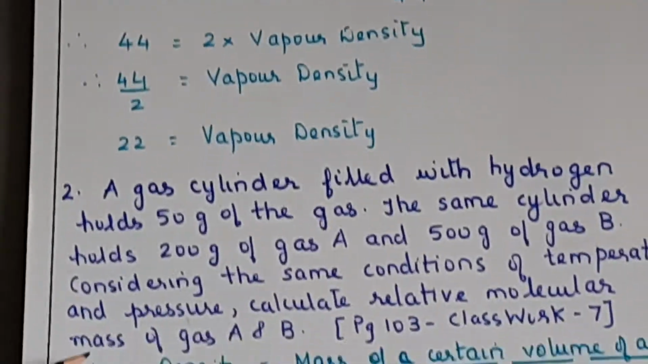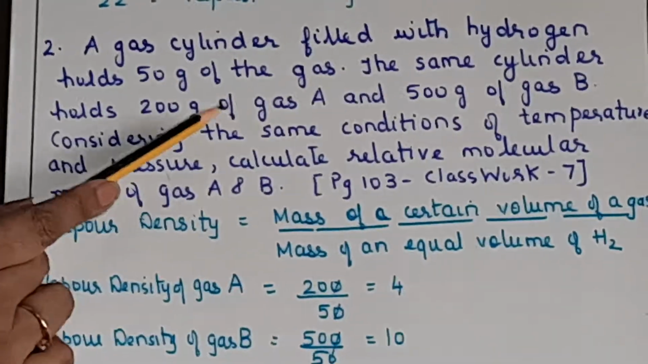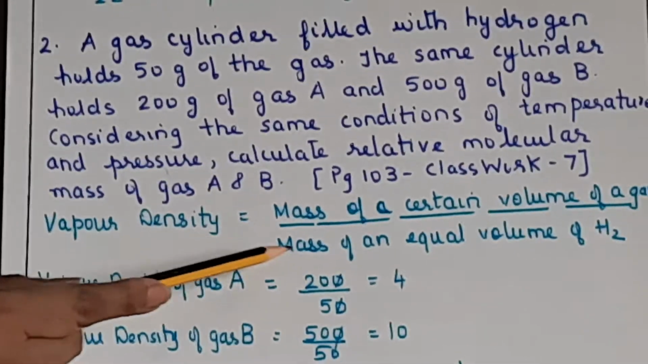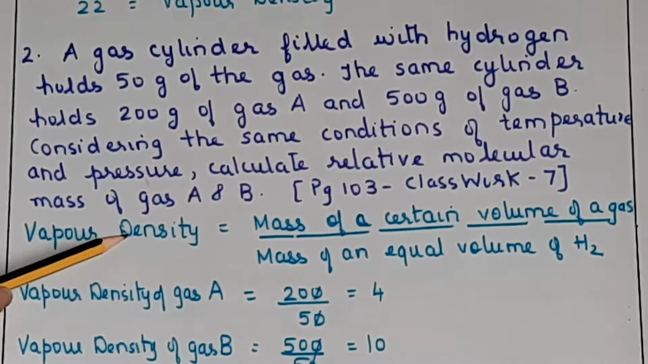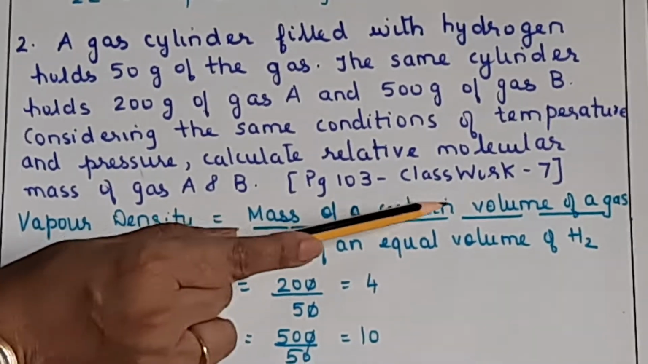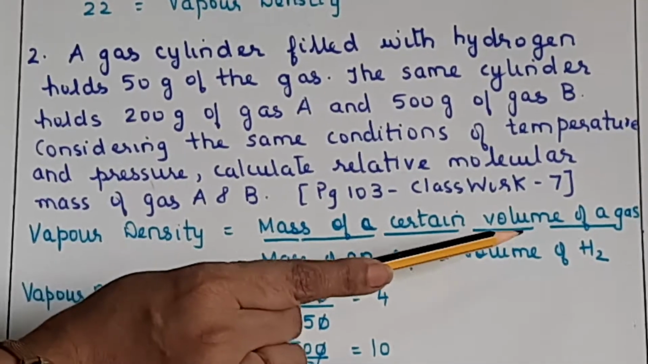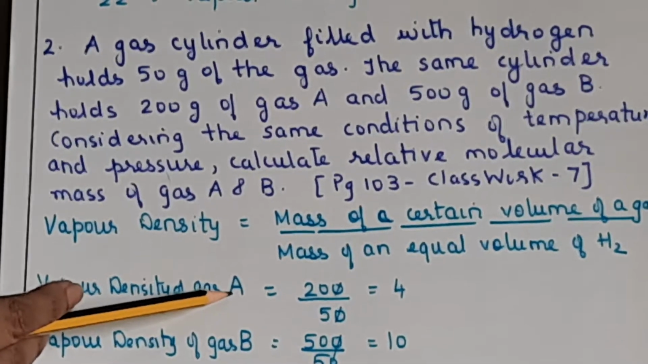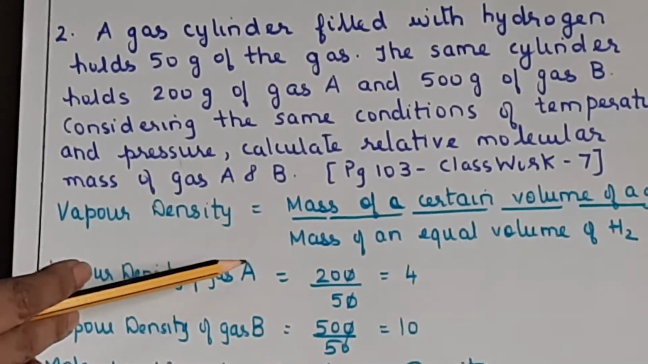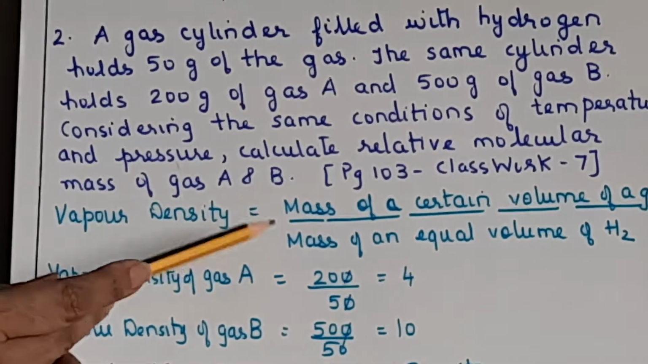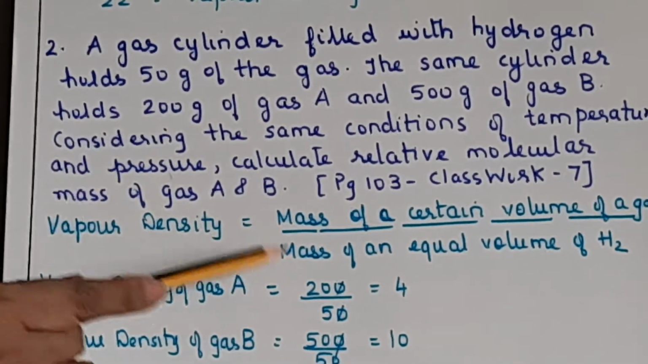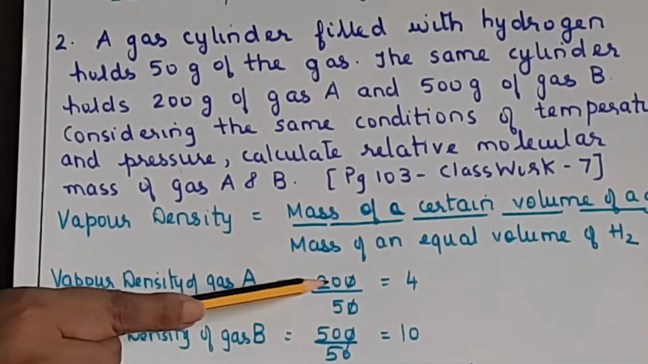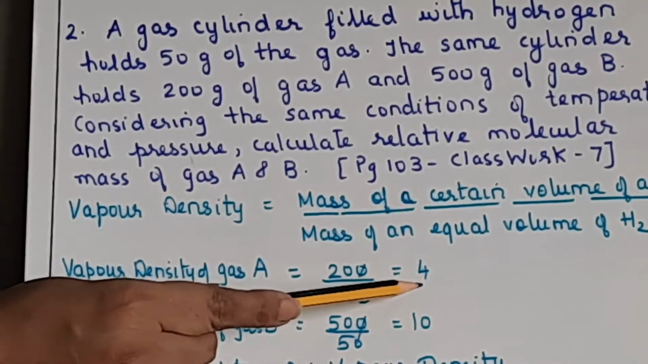The moment you see hydrogen in the sum, you know it has got to do with vapor density, making use of this formula, because this formula has hydrogen in the denominator. So what is that formula? Vapor density is mass of a certain volume of a gas upon mass of equal volume of hydrogen. Now using this data, we can find vapor density for gas A. Why? Because the volume is the same, it's the same cylinder. So what is the mass of gas A in the cylinder? 200 grams. And what is the mass of hydrogen in the same cylinder? 50. So vapor density of A will be 200 by 50, which is nothing but 4.